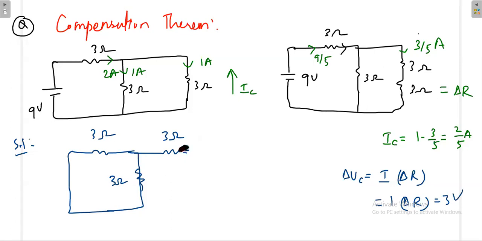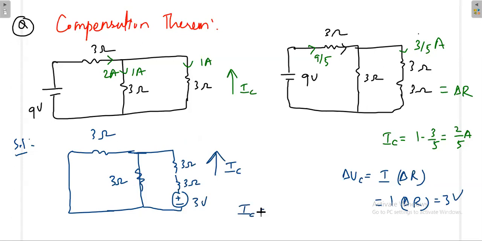Now this 3 ohm is there. This is a 3 ohm and one more 3 ohm. Now I have to connect the compensated voltage, that is 3 volt. Now you find out this current IC. That is very simple. IC is equal to 3 divided by, 3 parallel with 3, plus 6. That means 3 divided by 7.5, that is finally 2 by 5 ampere.